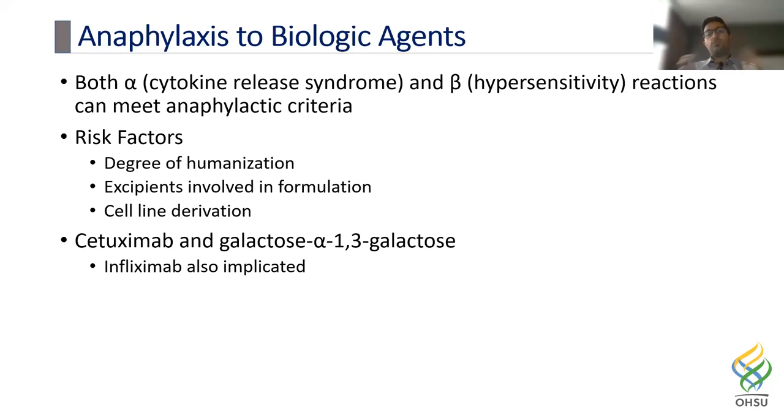Then there's this whole category of alpha-gal and which monoclonal antibodies cross-react with that, because they have these alpha-gal moieties present on the monoclonals. Cetuximab is the classic one. Infliximab, which is much more commonly used, has also been associated with that. Luckily, we don't get a ton of alpha-gal up here in the Pacific Northwest, so it's not something I've seen here. I have seen it when I trained in Texas with some cross-reactivity, but I'm sure in the Southeast they see this much more frequently.